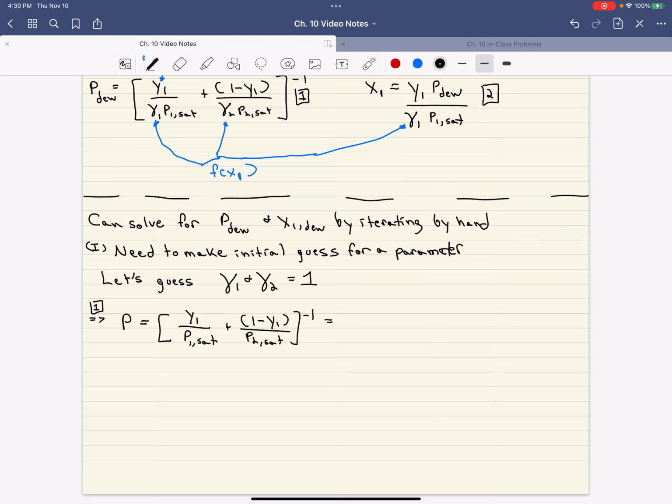Okay? So we could plug in, so this is going to be 1 divided by, we have 0.5, 0.249 bar plus 0.5, 0.159 bar. If we do that, now we have 0.192 bar for our estimated pressure. Now that we have a value for pressure, we're going to go to equation 2.